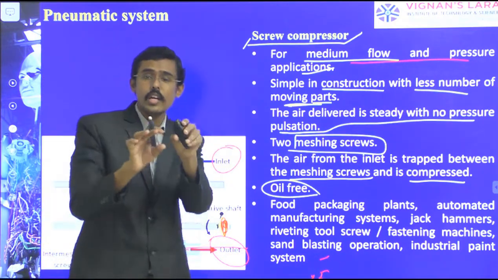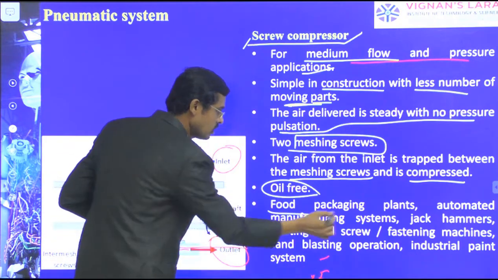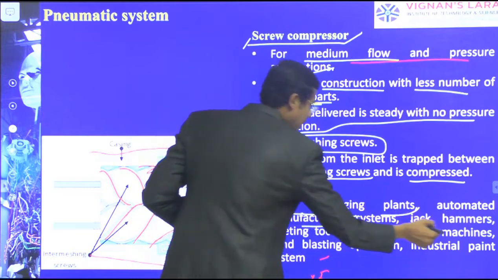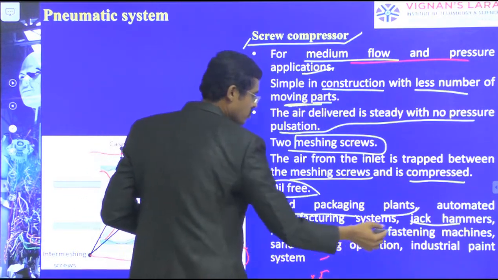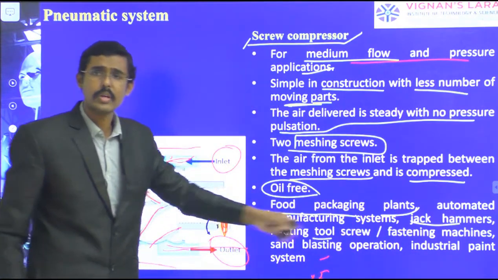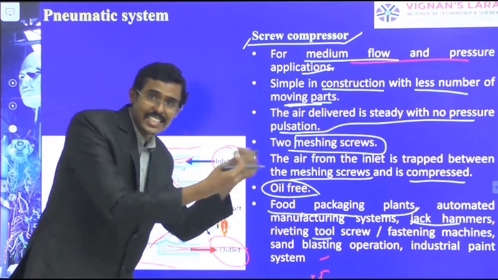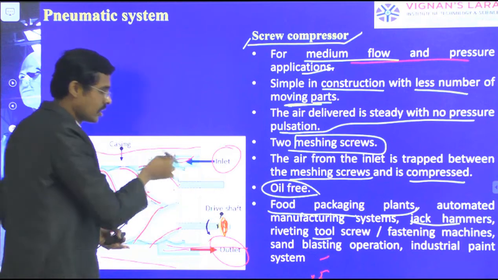It is useful in food processing plants, automated manufacturing systems, jackhammering, riveting tools, screw fastening machines. So there are many applications. In such a way, we need action at the other end. Air is coming, air is going out.